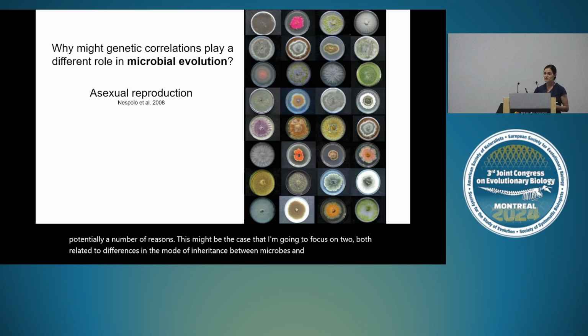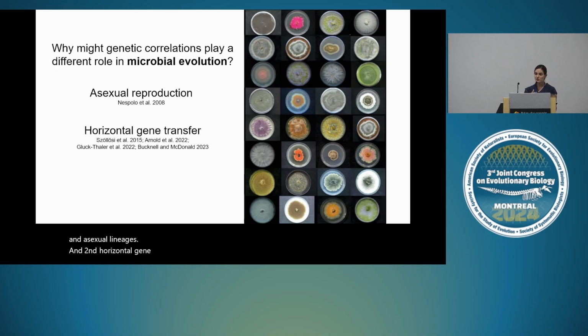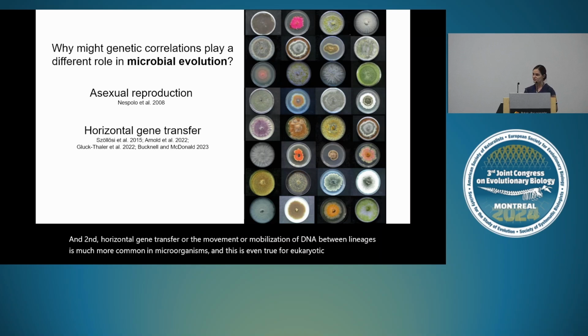So first, asexual reproduction is a lot more prevalent in microorganisms than in macroorganisms, and there's some evidence in the literature that patterns of genetic correlation differ between sexual and asexual lineages. And second, horizontal gene transfer, or the movement or mobilization of DNA between lineages, is much more common in microorganisms, and this is even true for eukaryotic microorganisms like fungi.